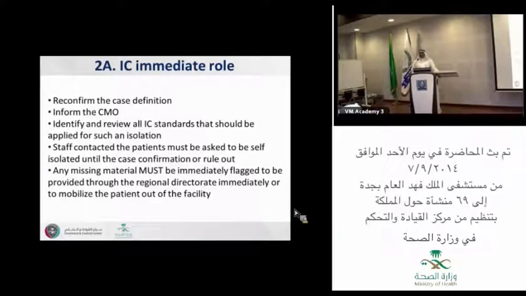Once they do, they need to inform the chief medical officer or the hospital director at that level, because we need to have an escalation mode should go there.